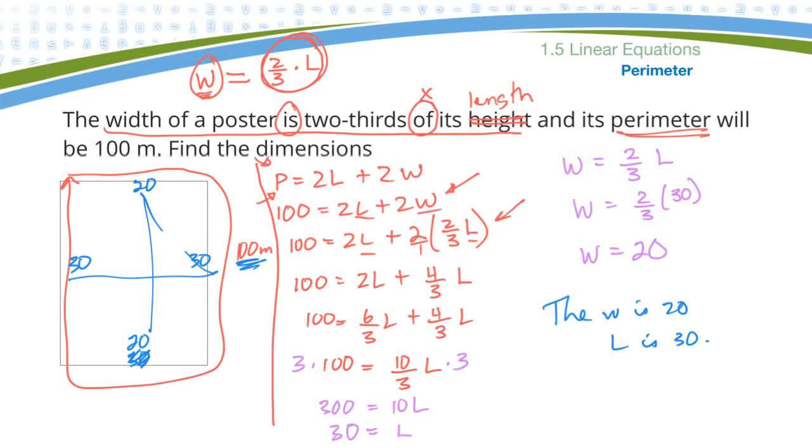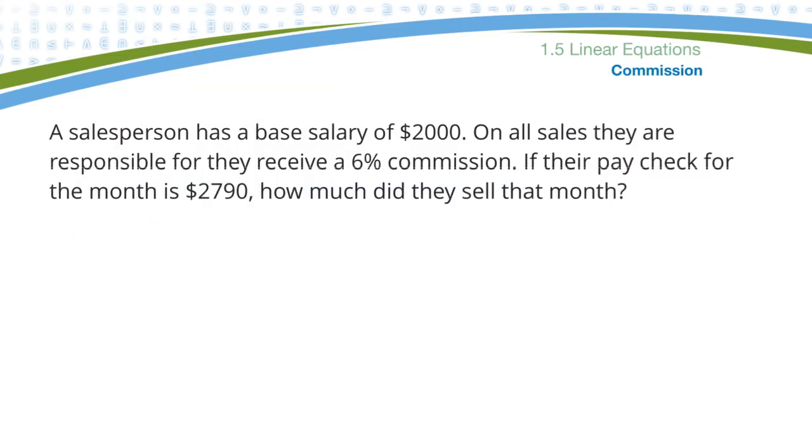Okay, let's try another one. A salesperson has a base salary of $2,000 on all sales they're responsible for. They'll get an extra 6% commission. If their paycheck for the month is $2,790, how much did they sell that month? Okay, so let's see how much they get paid here.